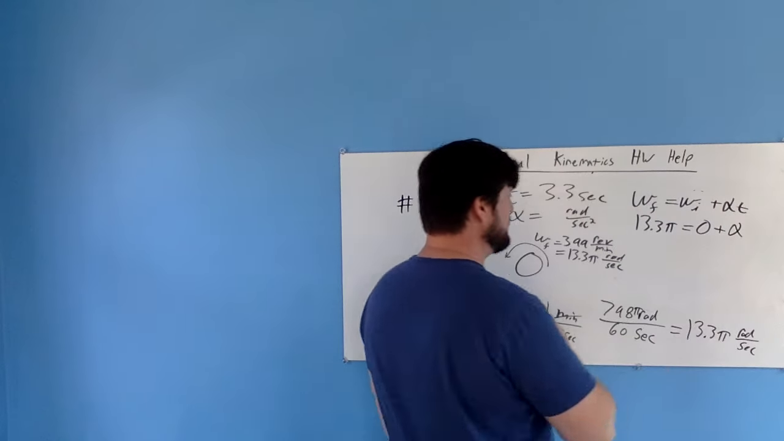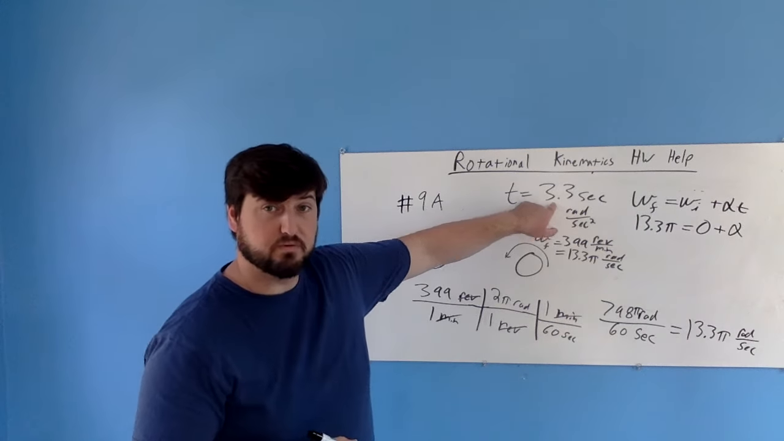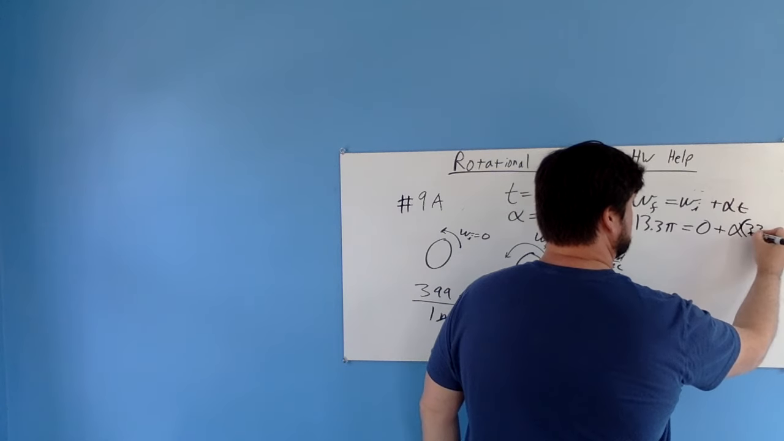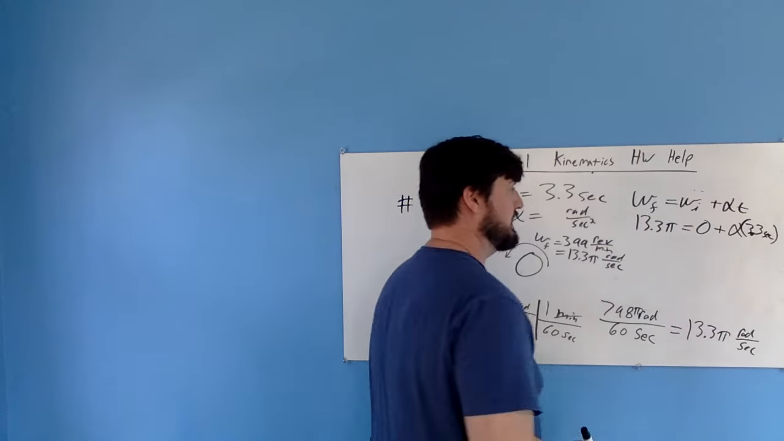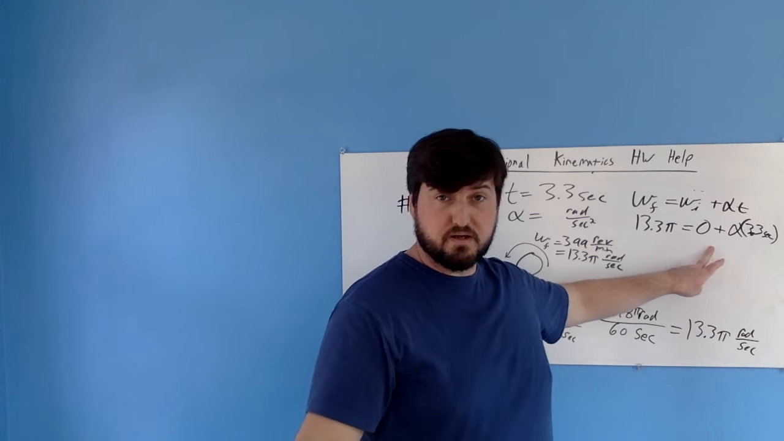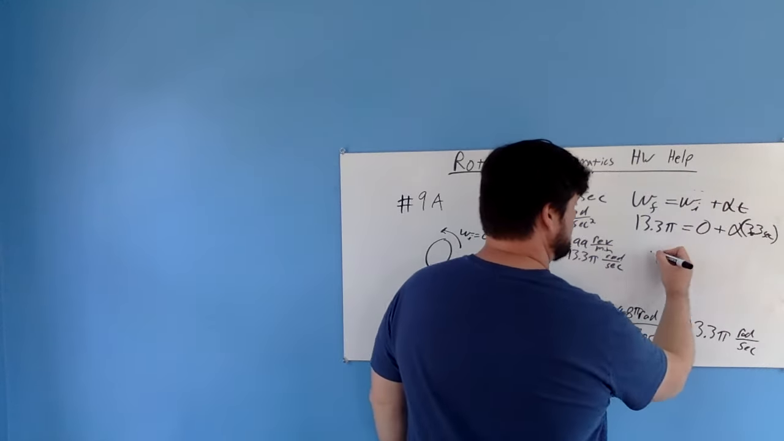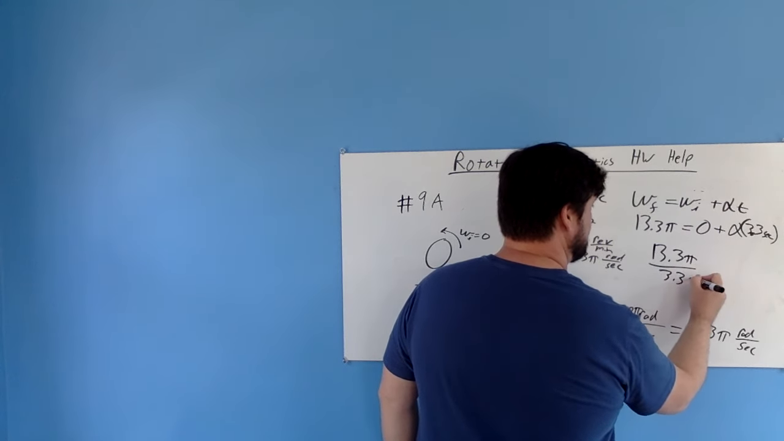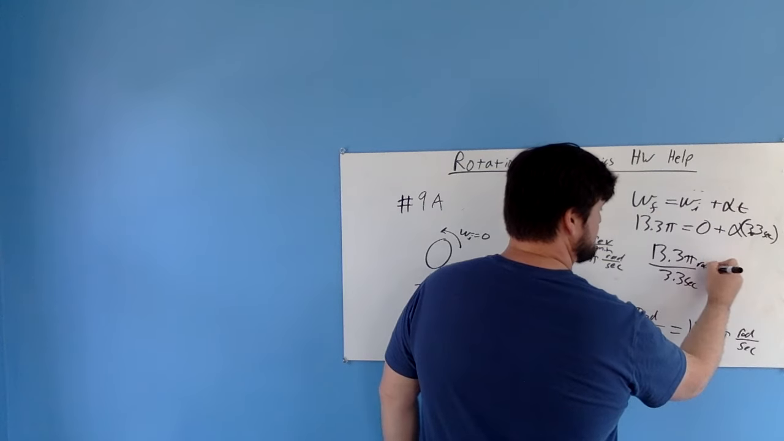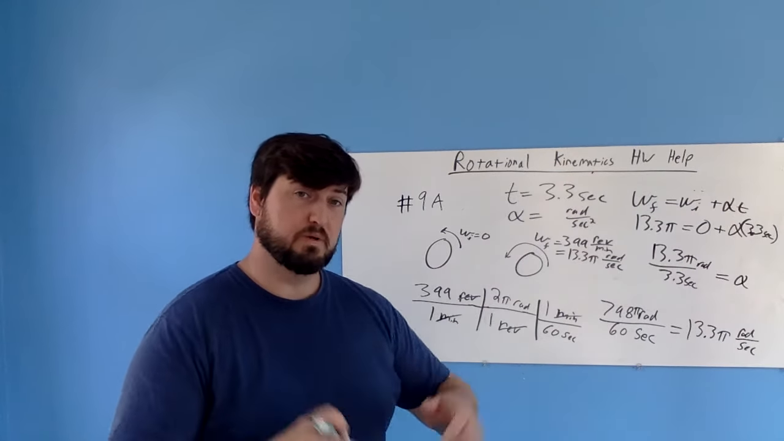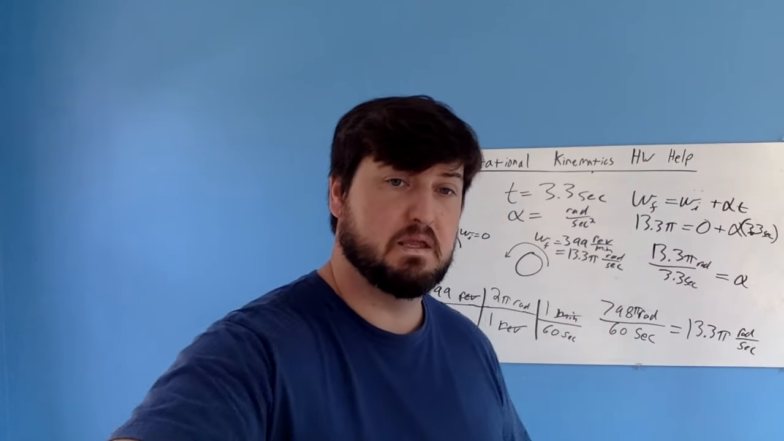Alpha, okay, but we do know time. Time is 3.3 seconds. So now we need to rearrange that to solve for alpha. Well, okay, 0 goes away, so we don't have to worry about it. So we get 13.3 pi divided by 3.3 seconds, right? That's radians on top. And we will get our alpha. Work it out and you will be able to find the correct answer, okay?